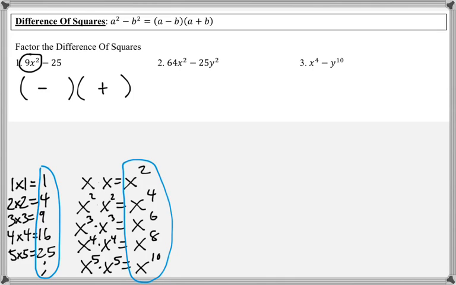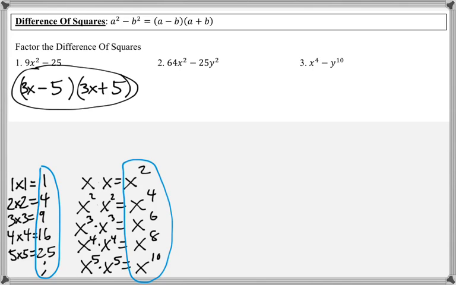Now in the first slots go a, and I'm looking at a squared and trying to get a. So looking at 9x squared, what times itself would get you 9x squared? Well, 3 times 3 gets you 9, and x times x gets you x squared. So 3x times 3x gives you 9x squared. So that's what I want to put in these first slots. In the second two slots, I want to ask myself what times itself gives me 25, and that would be 5. And this would be our answer.